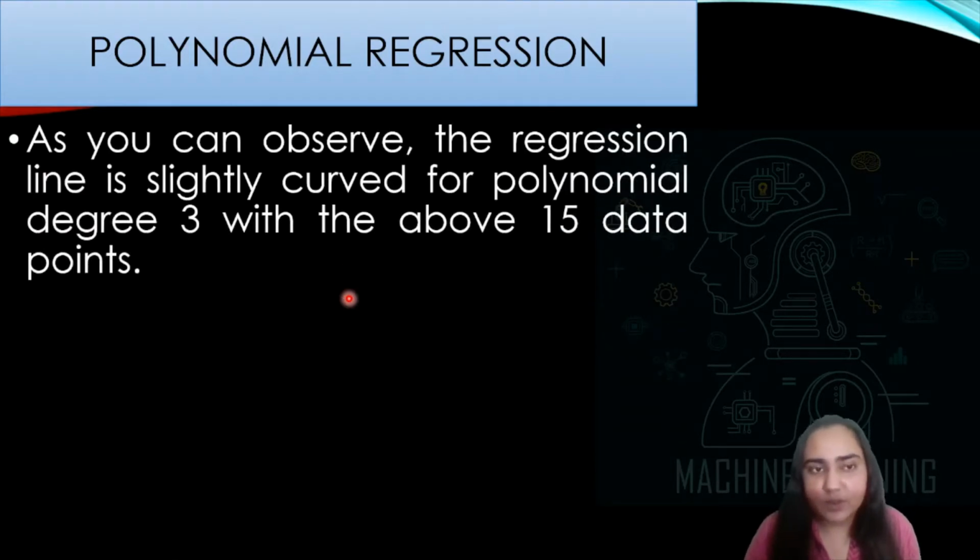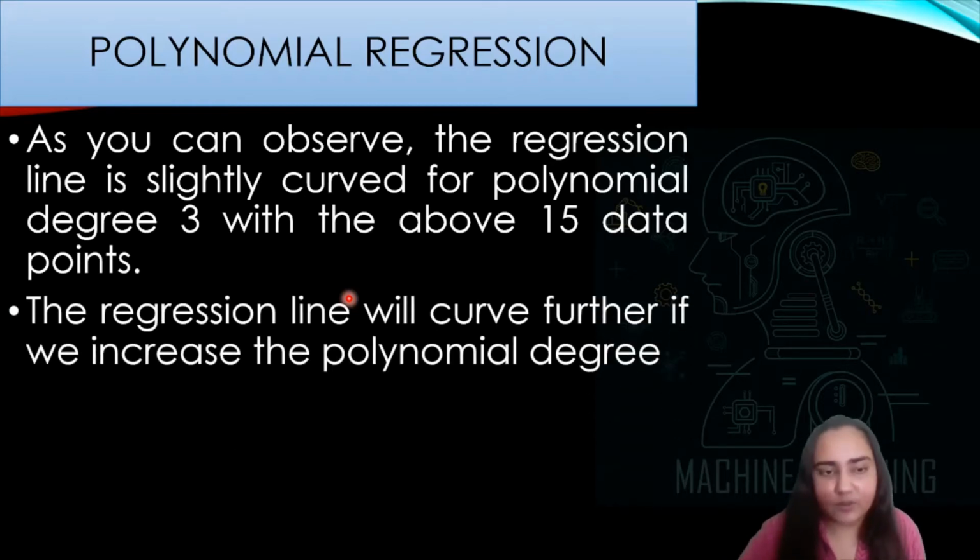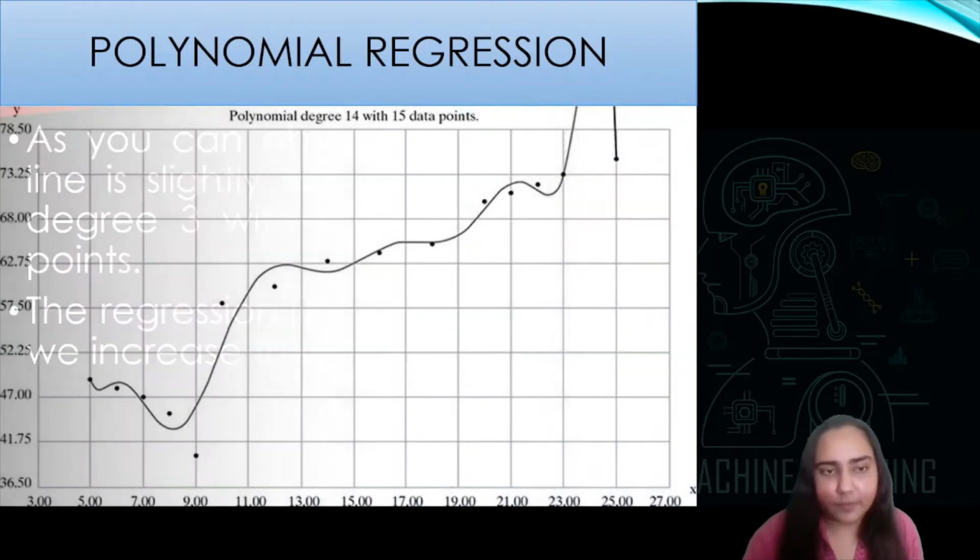As you can observe, the regression line here is slightly curved and the polynomial is of degree 3. So that means we have x, x squared, and x cubed, with the data points that we saw previously. And this line will curve even further if you increase the degree of the polynomial. So if you add even x raised to 4, x raised to 5, the line will get even more curved, but your accuracy will improve.